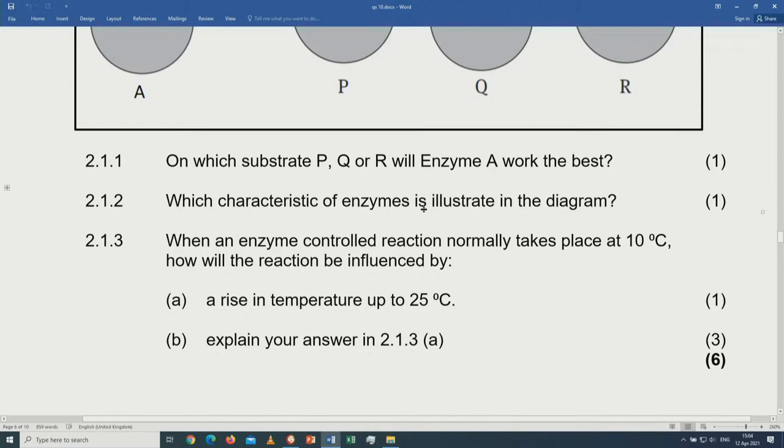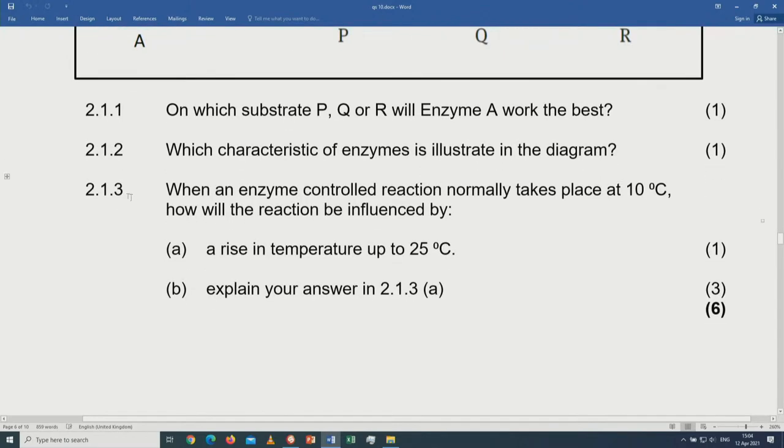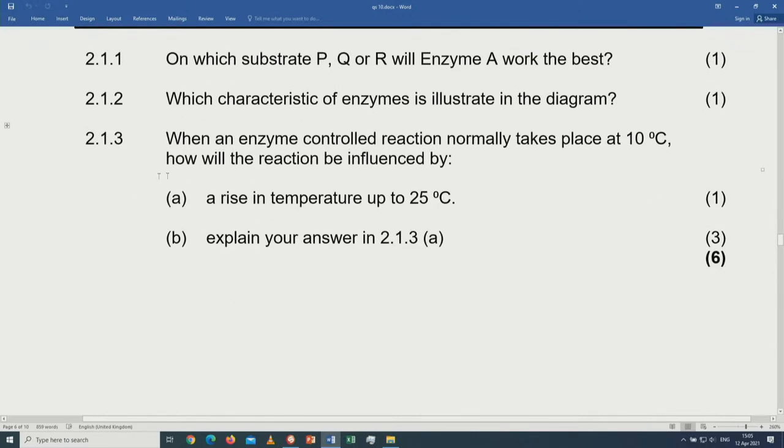Which characteristic of enzymes is illustrated in the diagram? Enzymes are substrate specific. As I said, sucrase as an enzyme will always work on sucrose. 2.1.3, when an enzyme-controlled reaction normally takes place at 10 degrees Celsius, if this is the right temperature for it to work, how will the reaction be influenced by a rise in temperature up to 25 degrees Celsius? Remember I said that enzymes are sensitive to two things, temperature and pH. So if the temperature is high, the enzymes will denature.